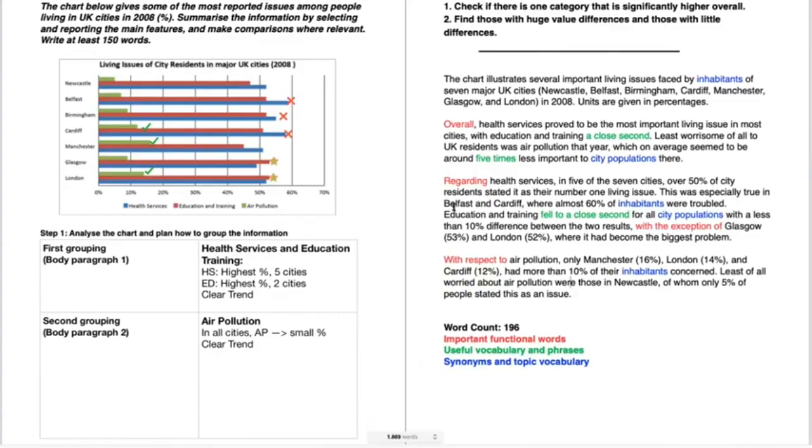Okay, and here we have our model essay. So let's go through this together. I've got our words color-coded so that we can understand what works best here. And let's start with our introduction.